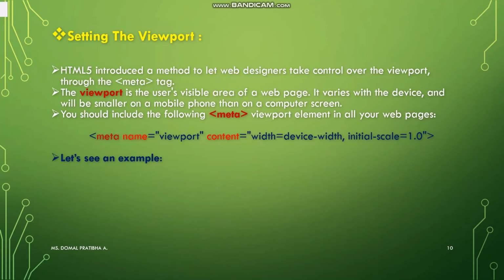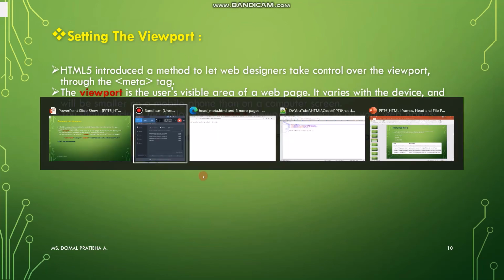A meta viewport element gives the browser instructions on how to control the page dimensions and scaling. The width equal to device-width part sets the width of the page to follow the screen width of the device, which will vary depending on the device. The initial-scale, that is the 1.0 part, sets the initial zoom level when the page is first loaded by the browser. Here is an example of a web page without the viewport meta tag, and the same web page with the viewport meta tag. Let's see an example.